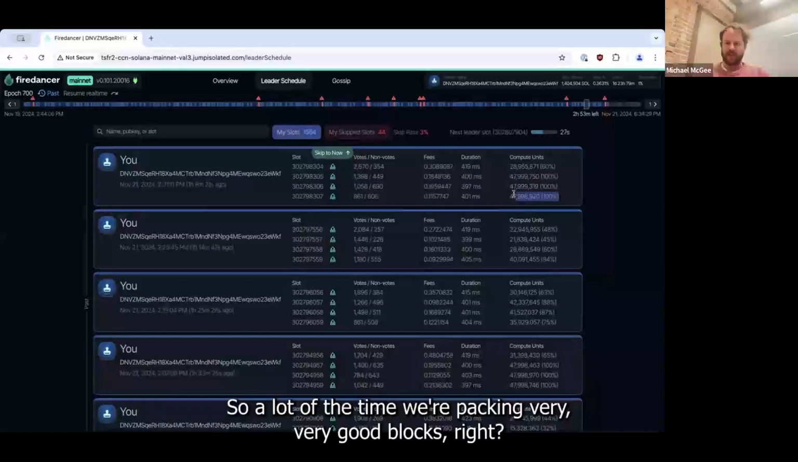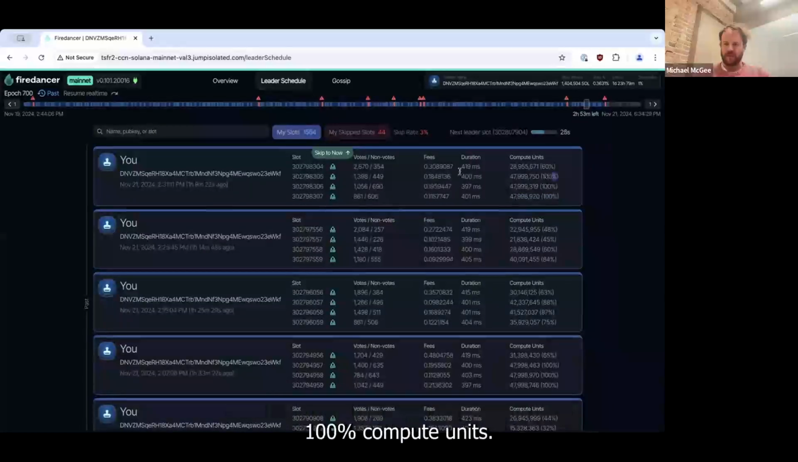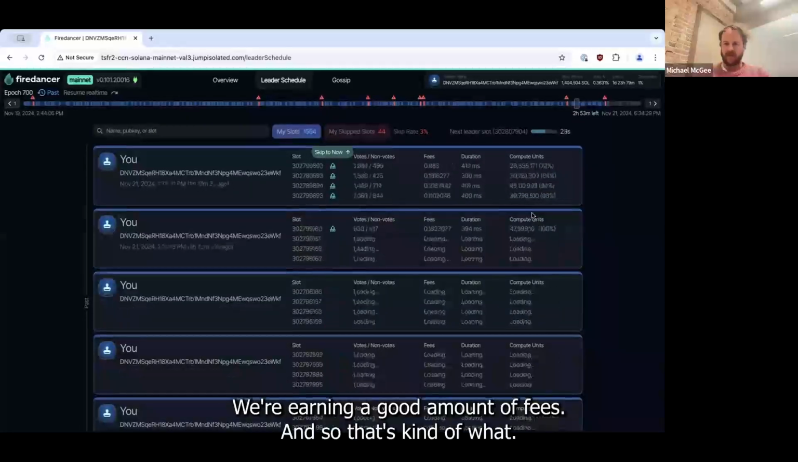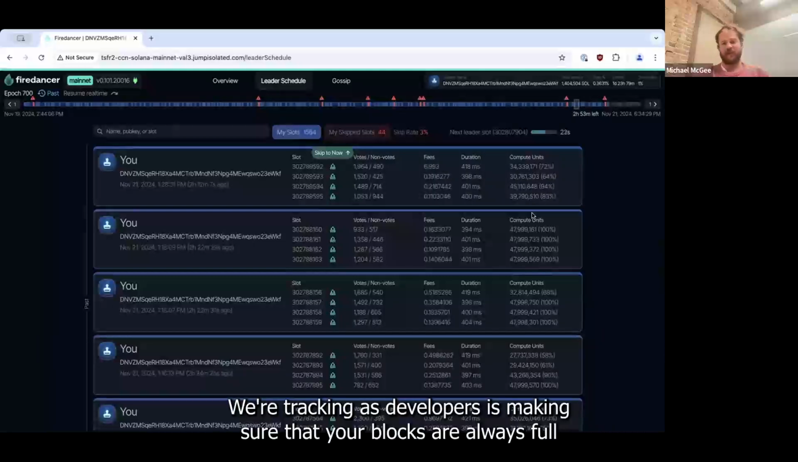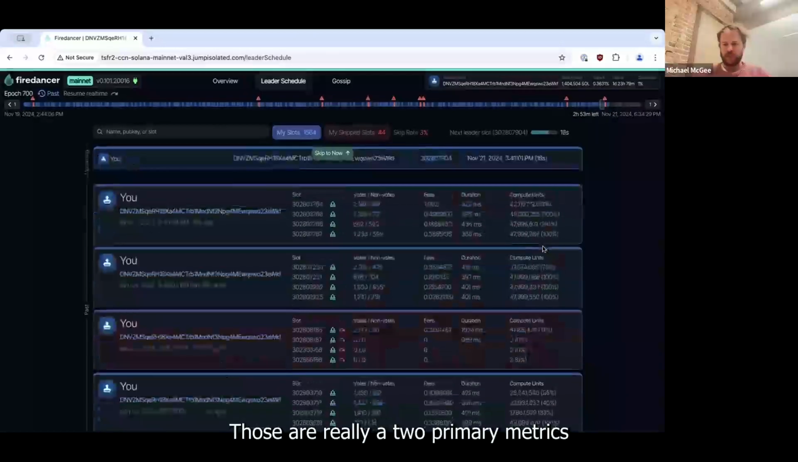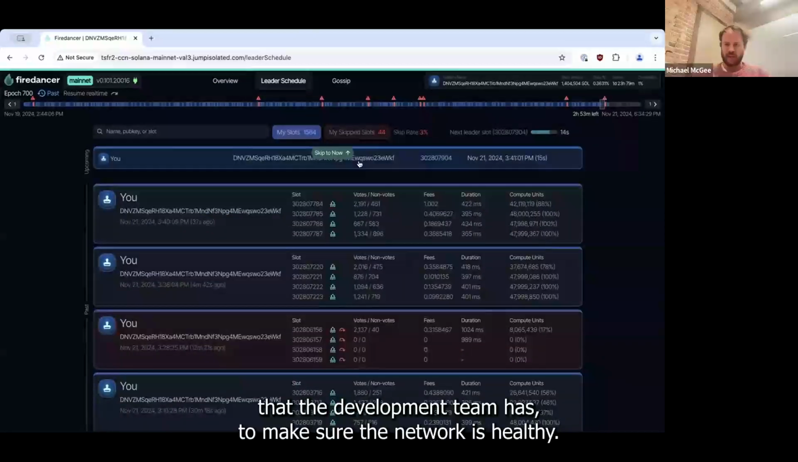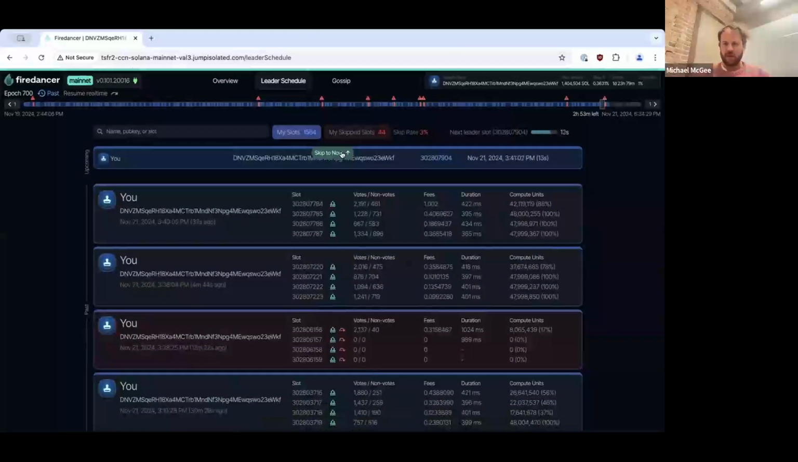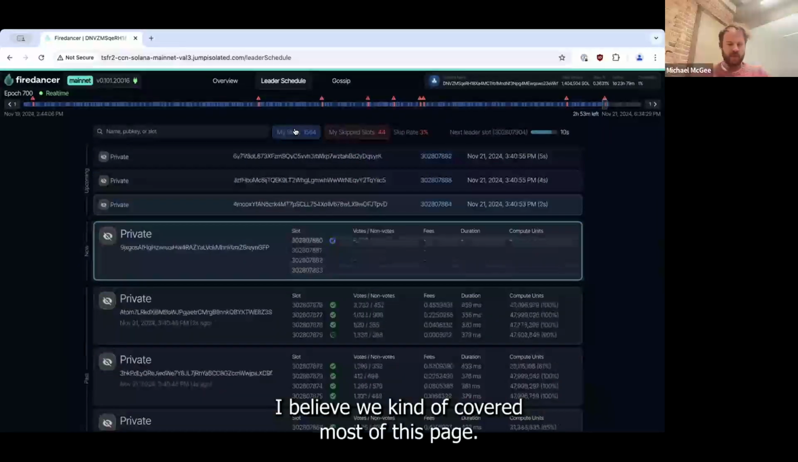So a lot of the time we're packing very, very good blocks, right? 100% compute units, we're earning a good amount of fees. And so that's kind of what we're tracking as developers, is making sure that your blocks are always full and that they don't skip. Those are really the 2 primary metrics that the development team has to make sure the network is healthy. I believe we kind of covered most of this page.